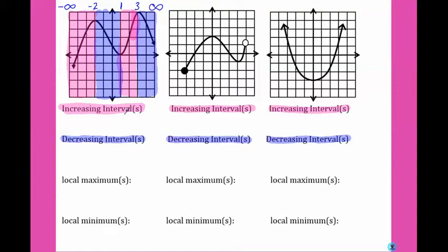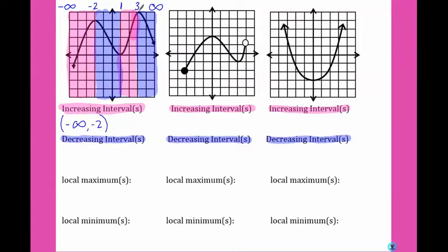So I'm going to look at where my increasing intervals are. We're going to start on the left. So this pink section is from negative infinity to -2. And for all of our intervals, we're going to use parentheses because at -2, it's technically not increasing or decreasing because it's a peak point. So we're just going to use a parenthesis.